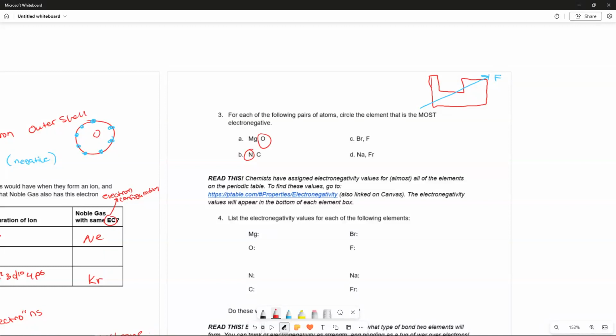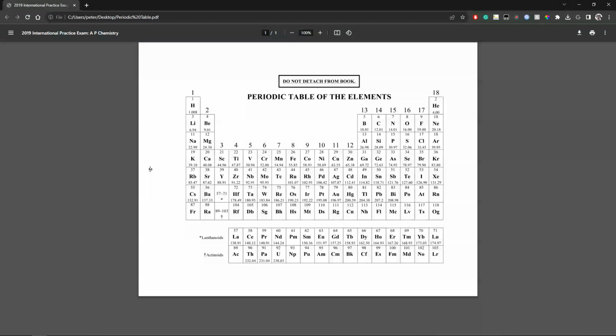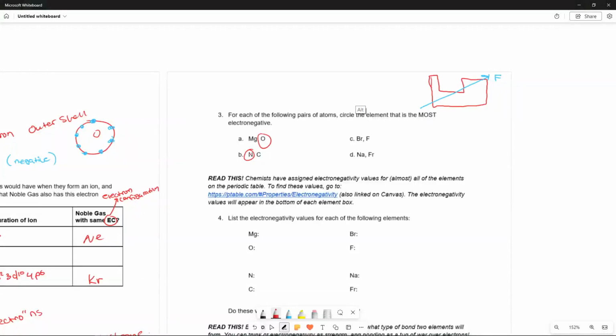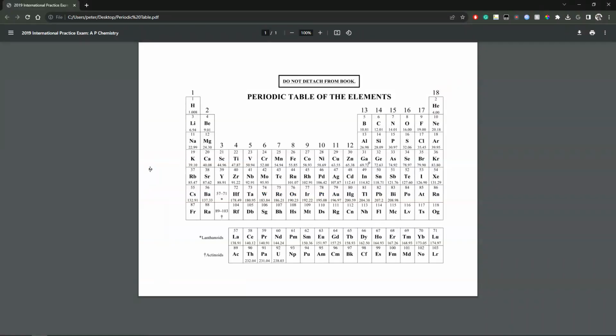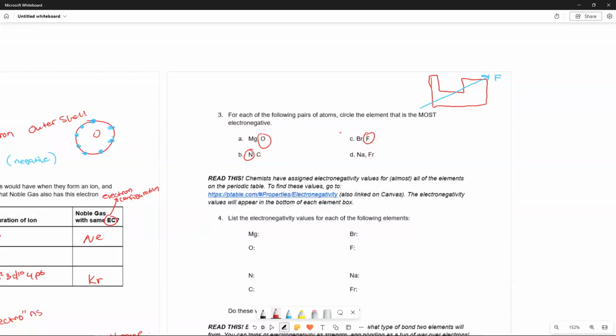C. Bromine and fluorine. All right. Bromine is element 35. Fluorine is element 9. If you look, it's in the same group, but fluorine is two rows more up than bromine. Therefore, fluorine will have the greatest. If you always see fluorine, it's always going to be the most electronegative. So last one, sodium and francium. Na is 11. Fr, francium, is 87. So same deal here. It's more up. Sodium is 1, 2, 3, 4 rows more up than francium. So it will have the more electronegative value.